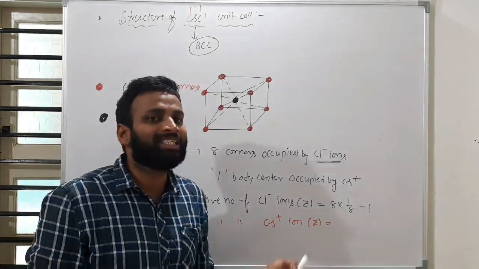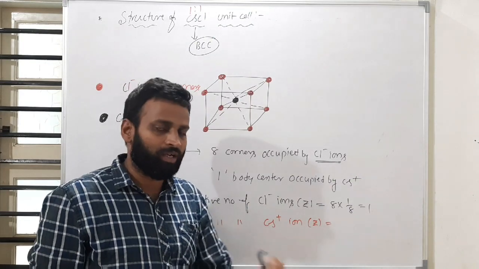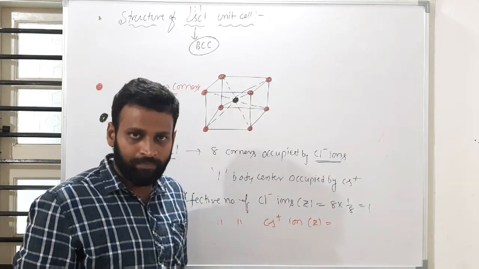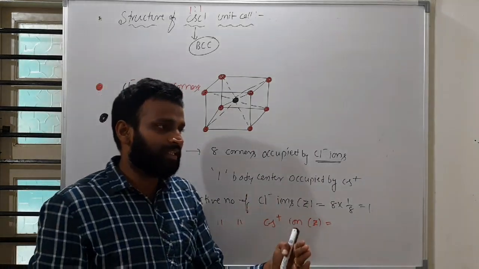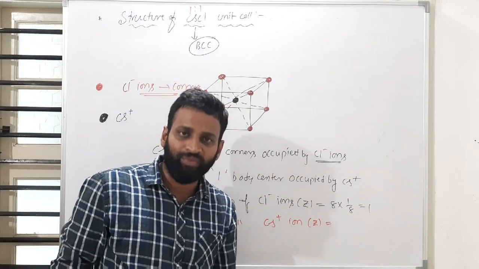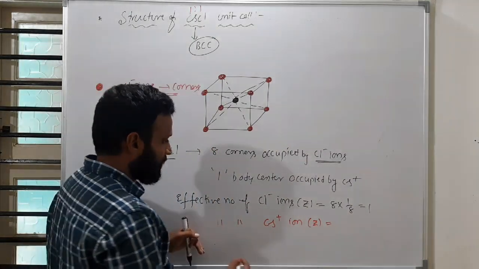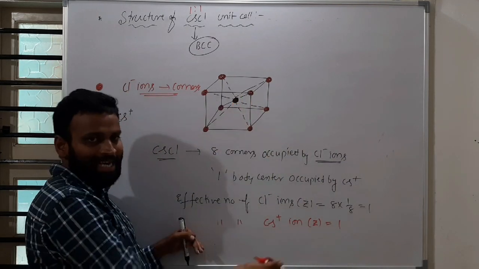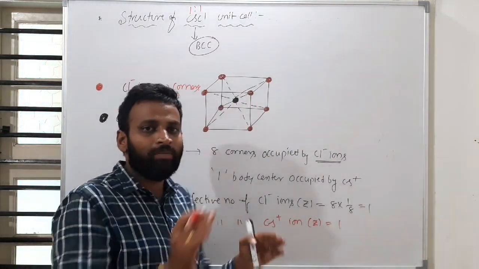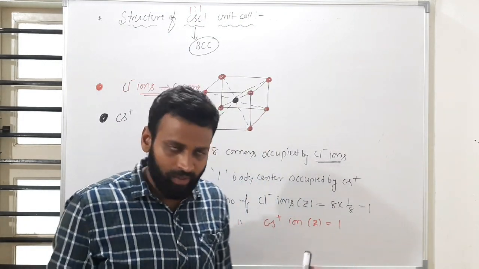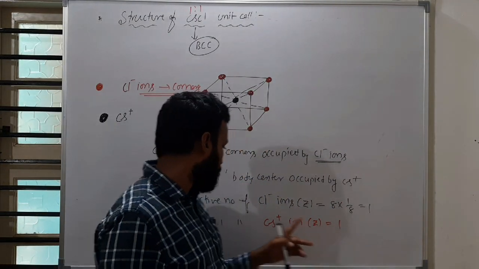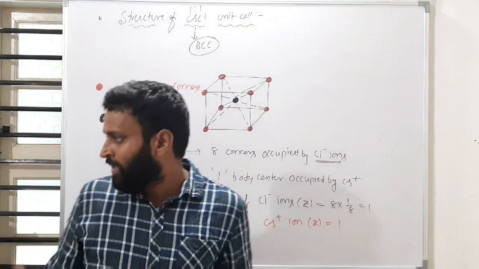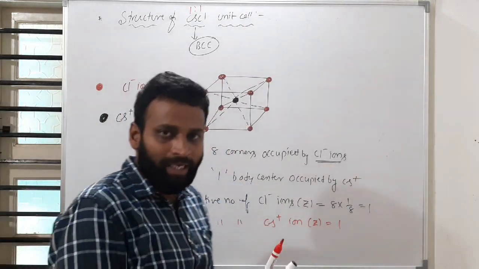It is not a calcium chloride crystal. Then the ratio will be different. I will tell you about all those crystal lattices again, afterwards. Don't worry about CsCl, about ZnS. They are different. So here also we have to consider just one, because body center atom means only one. The body center atom will not be shared with any other unit cells. So Cs plus ions is equal to 1 and effective number of Cl minus ions is equal to 1. That's it. Okay. Let's have one numerical based on this.